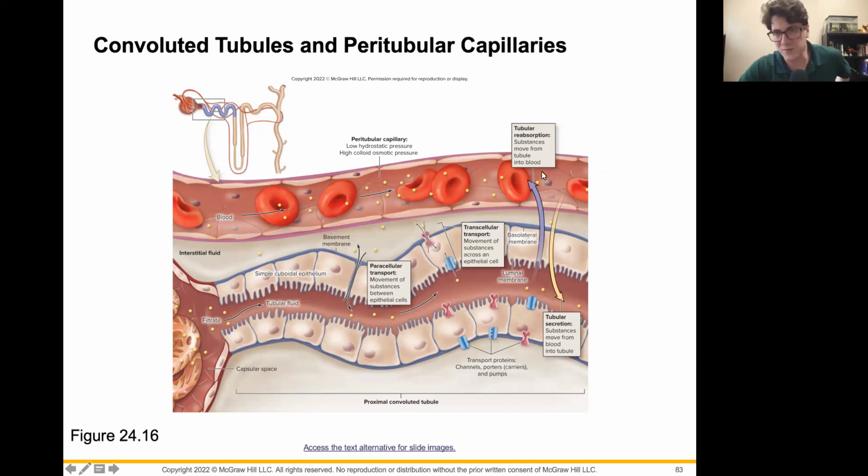Okay. Now, tubular reabsorption is going to be when we're moving substances from the tubule into the blood. Tubular secretion is when we're going to be taking substances from the blood and putting them back into the tubule. Now, oftentimes this is going to require some sort of transport.